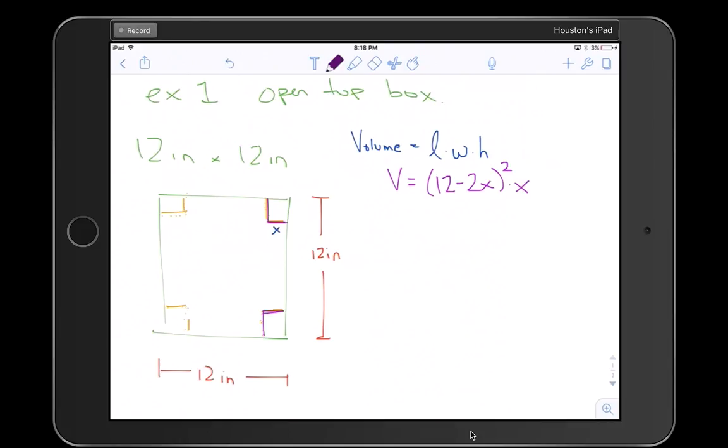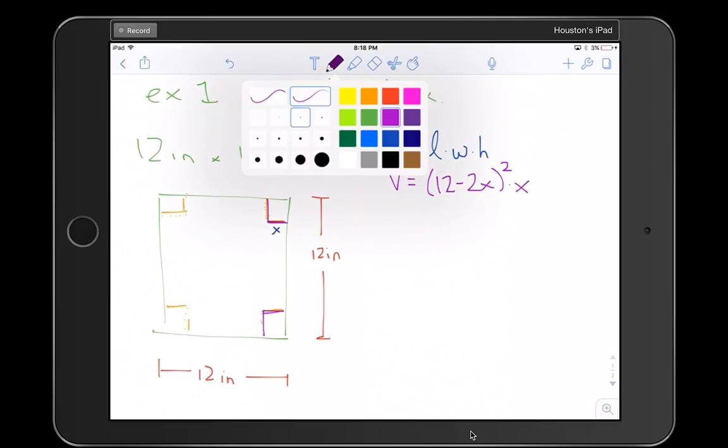So right now we have a volume equation that represents the volume at different amounts of square cutouts from the corners. Before we go any further, think about what the domain might be.